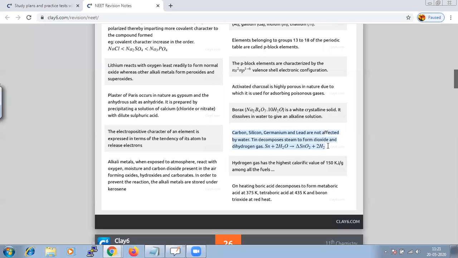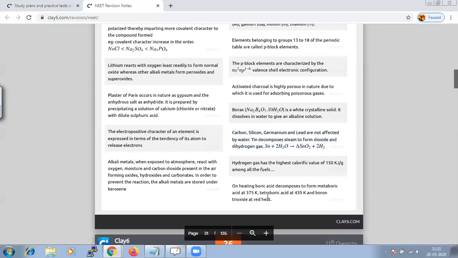Next, we can talk about carbon, silicon, germanium, and lead. These are not affected by water, but tin has the tendency to decompose steam to form dioxide and dihydrogen. And what happens when we heat boric acid?